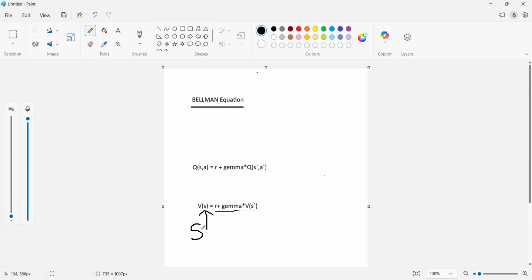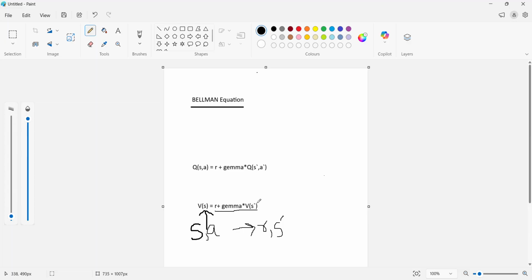So basically what happens is that we are in a state S and we take an action A, and because we take an action we receive a reward R, and because we have taken an action we reach a new state which is represented as S dash. So the Bellman equation for the state value function dictates that the state value of a state is equal to the immediate reward you get plus gamma times the state value of the next state.